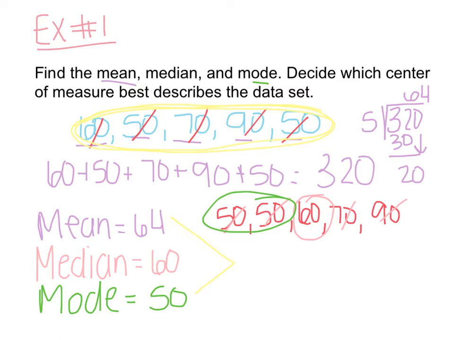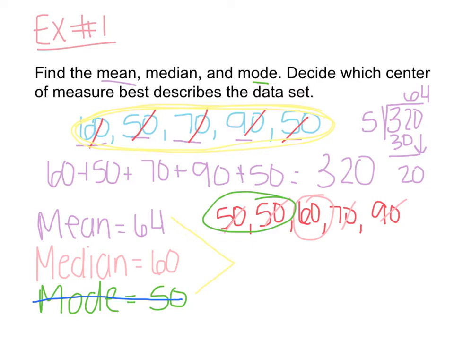So the mode is not going to be our answer because it is 50. 50 is the lowest value. That doesn't really give us a good idea of all the other numbers. So it's going to be between the mean and the median, which are only 4 away from each other. So truthfully, it could be the mean or the median.